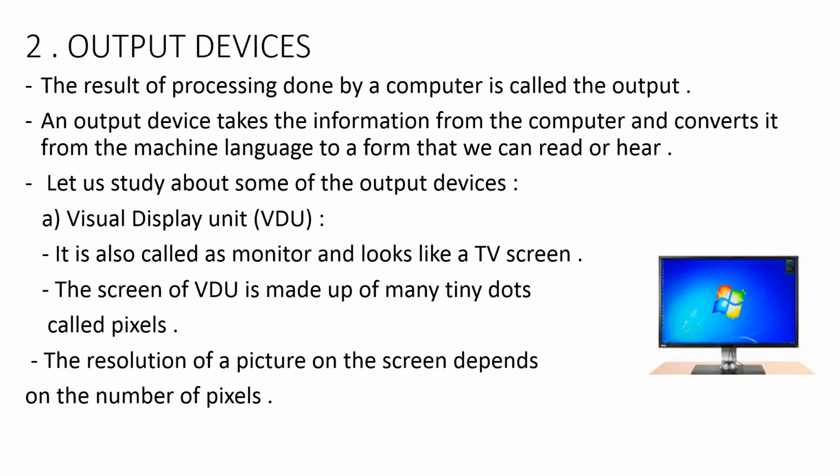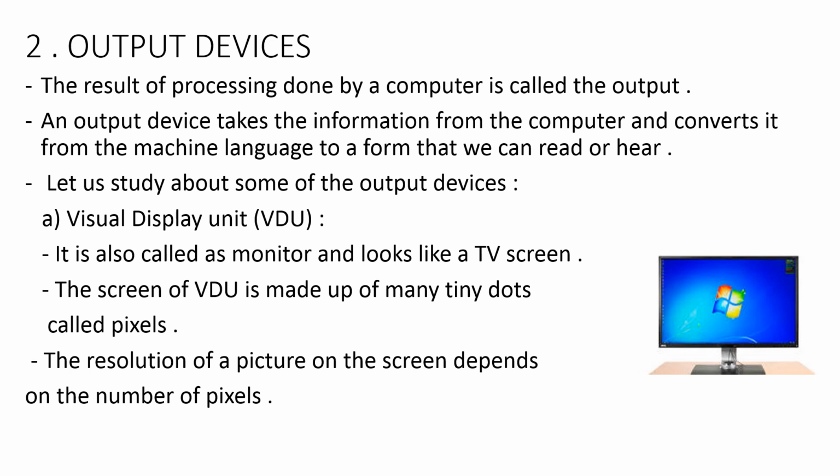First understand what is meant by output devices. An output device is the device that takes the information from the computer and converts it into a readable form, in a form that the user can read or hear it. What is the function of the output device? It takes the information from the computer and converts it into a form that we can read or hear.